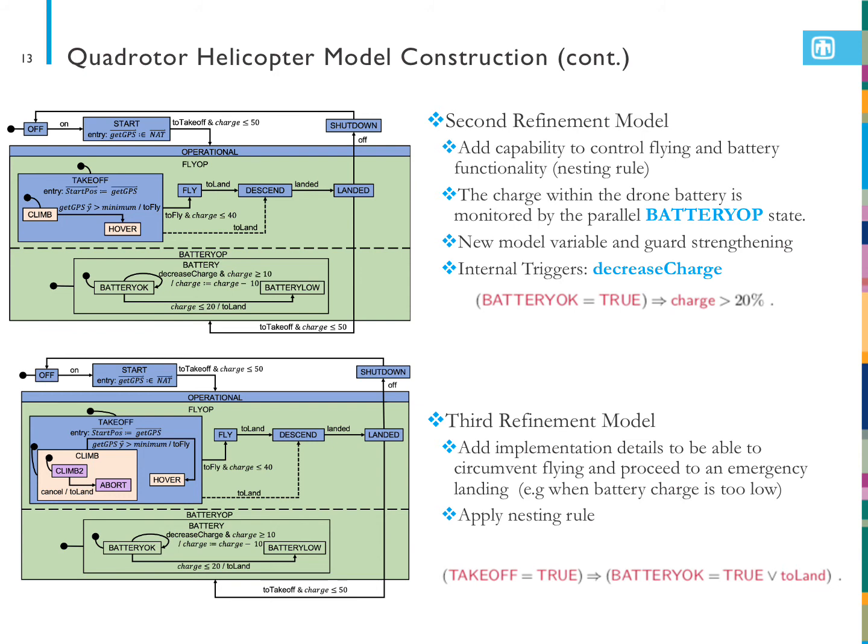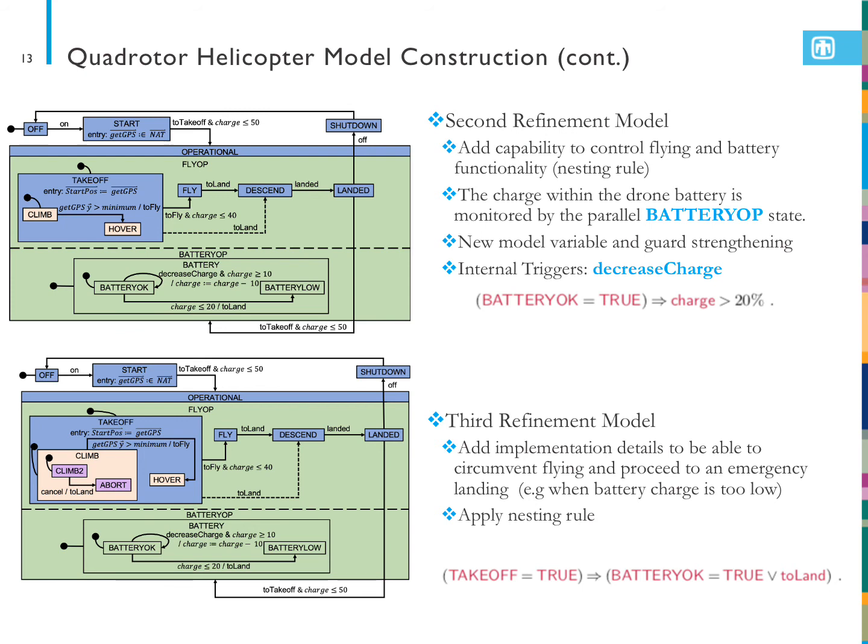The third refinement level associated with this drone, we introduce new refinement to the climb state by introducing these two climb to and abort states. Here we are removing some of the non-determinism again by explicitly raising the to land trigger, and we are adding additional behavior to guard the allowable values for the battery charge.